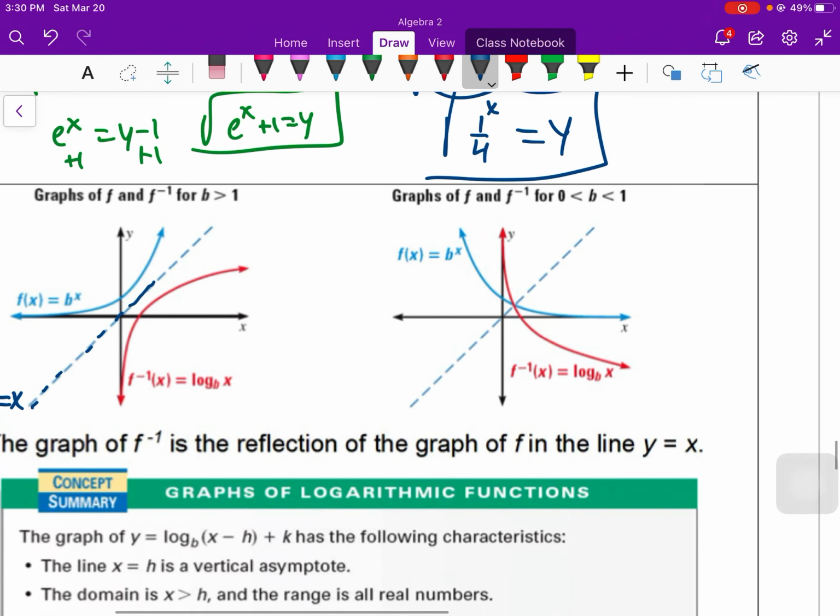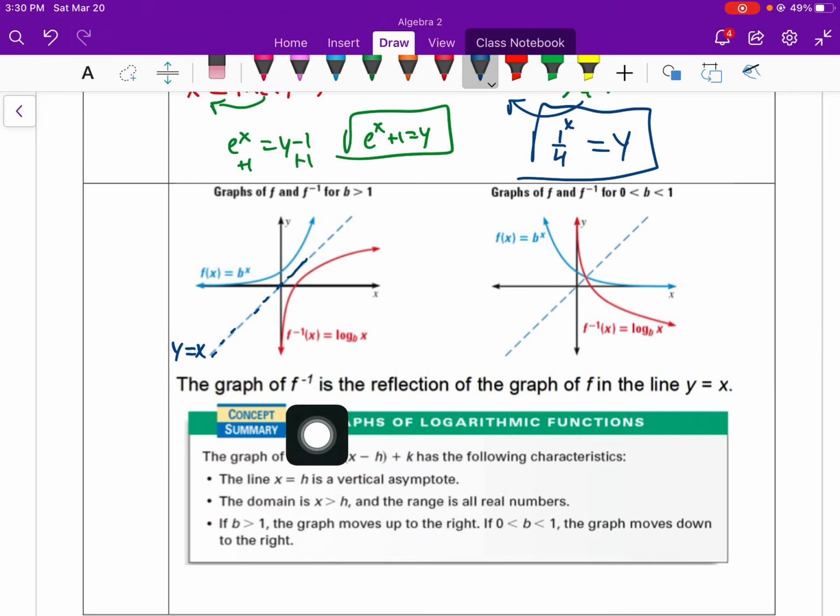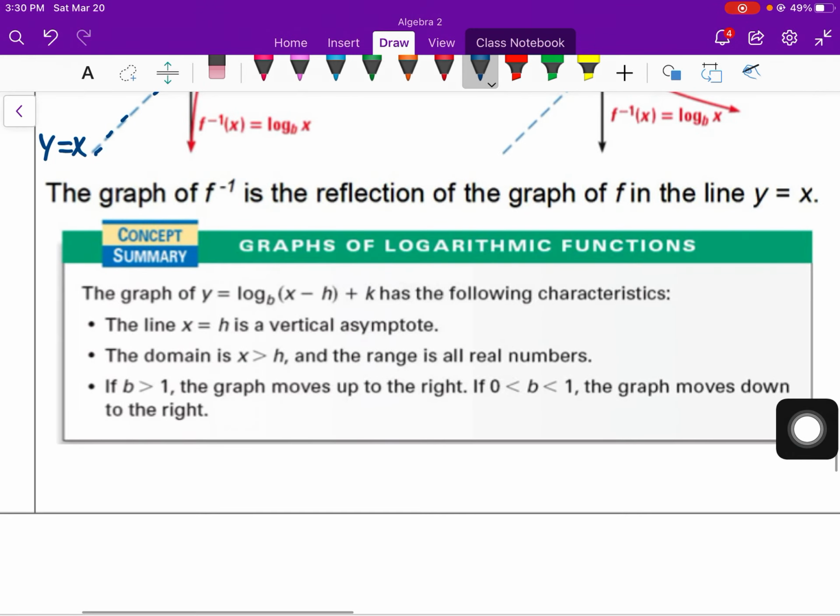Now, it's also the same when b is between 0 and 1, so a decay model. This is a growth. This is the inverse. This is a decay. And then this is an inverse. It may not look like it, but it is a reflection over this line. The graph is a reflection of the graph of y equals b to the x in the line y equals x.